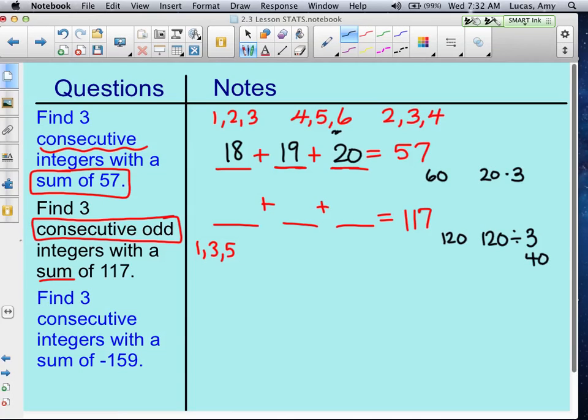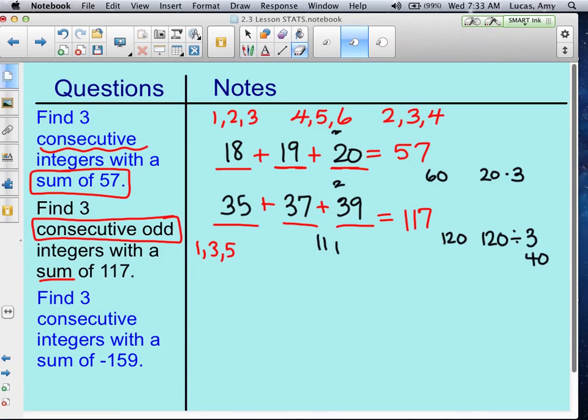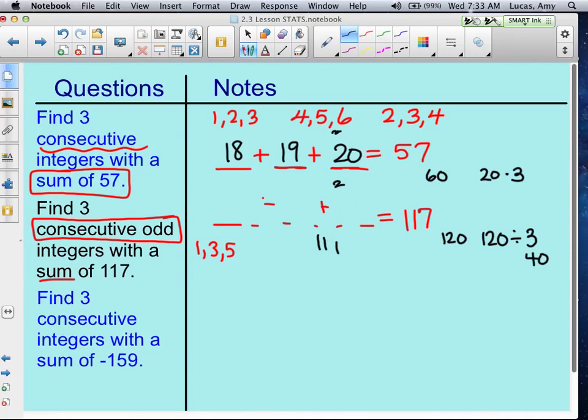So I'm going to go with, let's say, if I go with close to 40, I'm going to go with 39, 37, 35. Now 5 plus 7 is 12, plus 9 is 21, 3, 6, 9, 10, 11. Okay, I'm off by 6, which tells me that each of my numbers has to be 2 higher. So, again, I was pretty close. So I'm going to go with 37, 39, 41, and this should work.